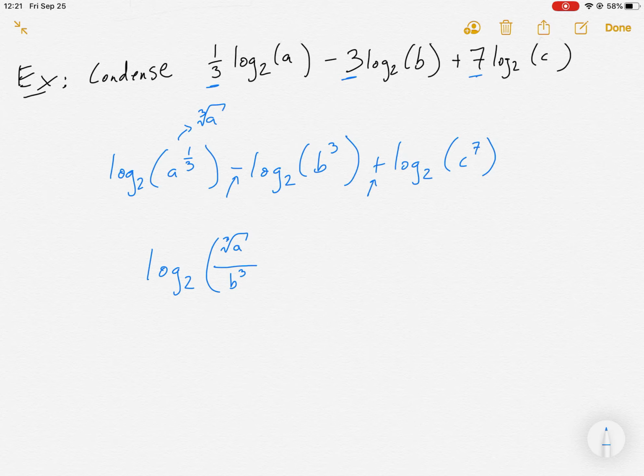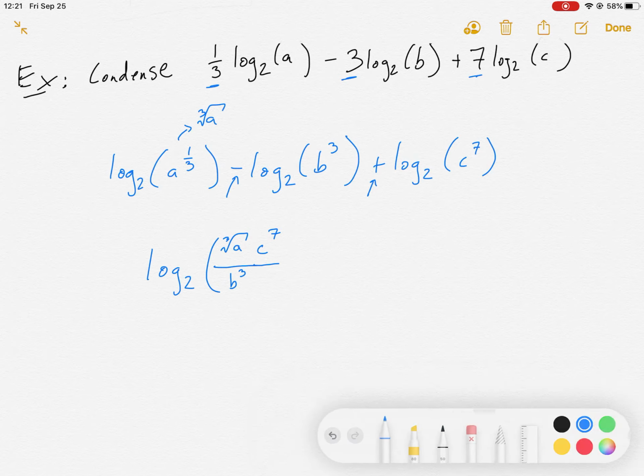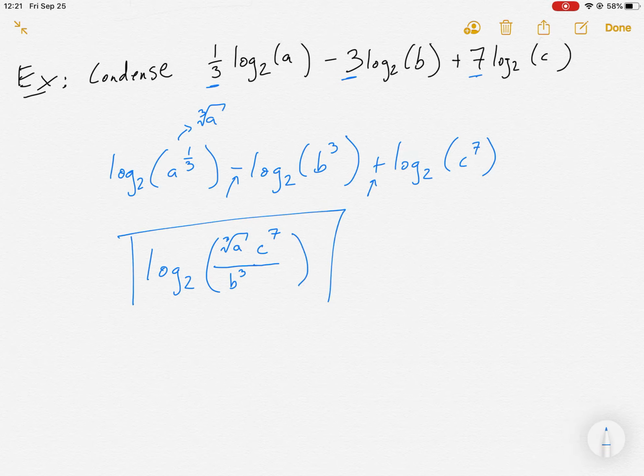Now sometimes the question comes up, where does the c to the 7 go? The c to the 7 goes up on the top. So it's not always going to be the case where you just take, well here, let me write this as the final answer. So this is the final answer.